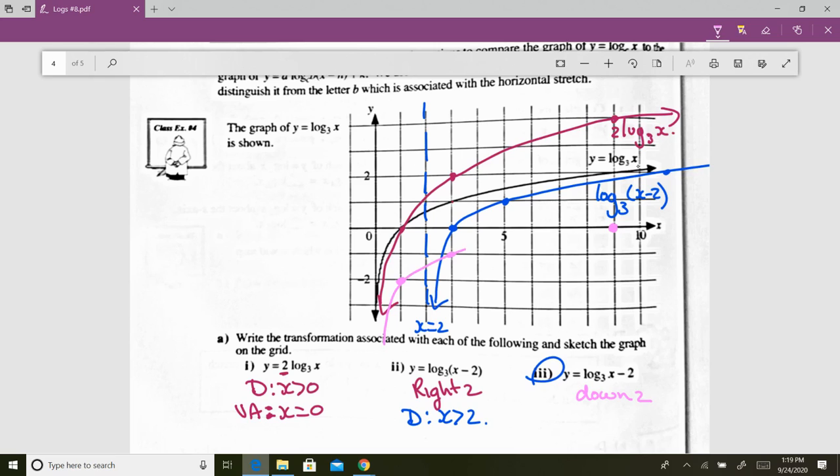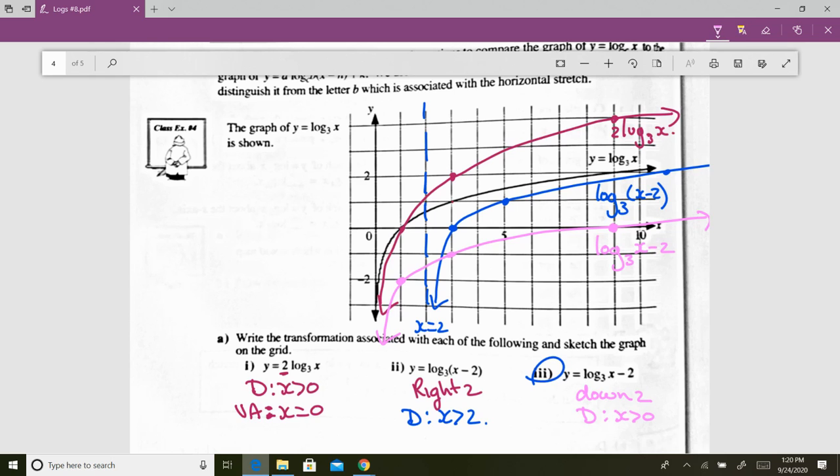So now the graph looks like that. Domain is x is greater than 0. Range is all real numbers because it's going all the way up and all the way down, right? Even though it's flattening out, it's still going up, just at a very, very slow rate. So that's why I don't worry about range. Are we okay with that?